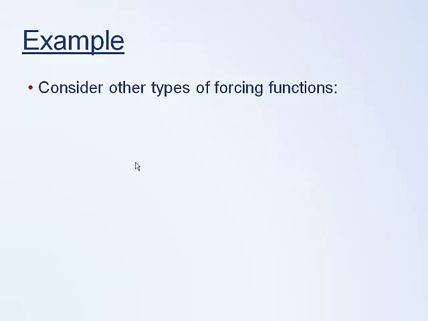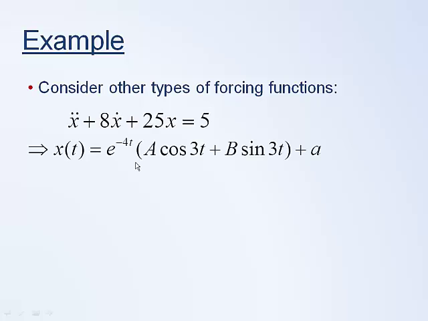Let's now consider other types of forcing functions. So for example, instead of our system being forced with a linear function, let's say it's forced with a constant. So a constant force is applied to the mass. Since the left-hand side is still the same, we will still have the same roots of the characteristic equation. The form of the homogeneous solution will be the same. But the particular solution, instead of being a linear function, will just be a constant, because the forcing function is a constant. And so we'll end up with a solution of that form.